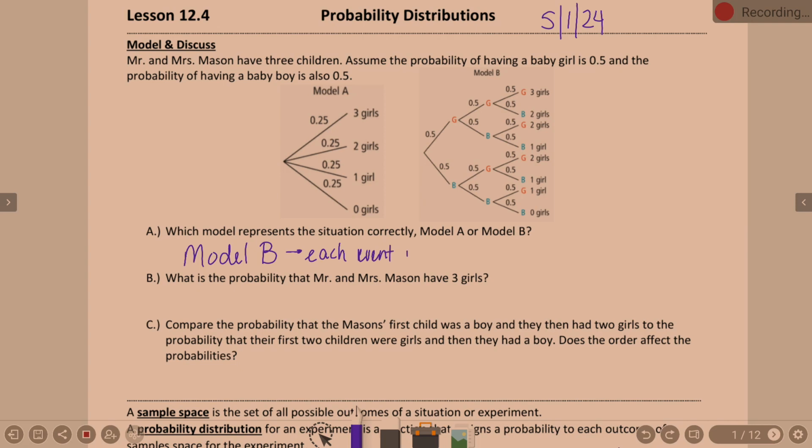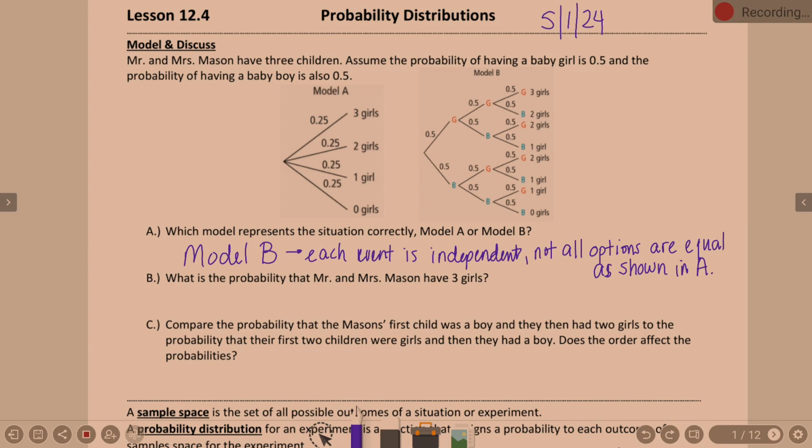Each event is independent. And I'm going to say not all options are equal as shown in A. Okay.